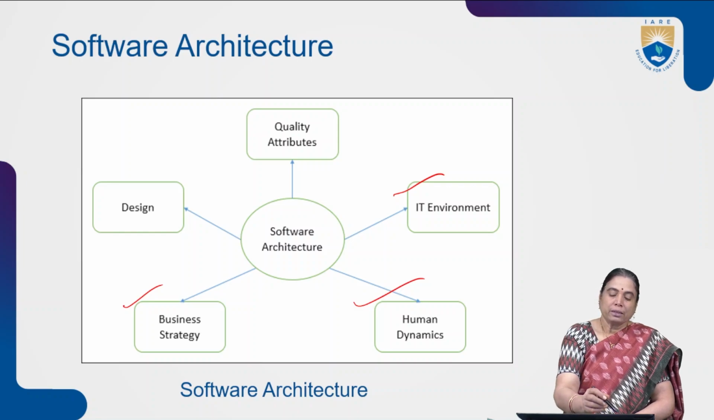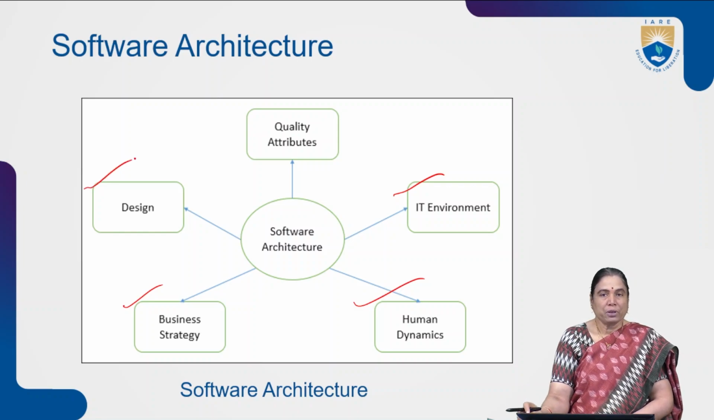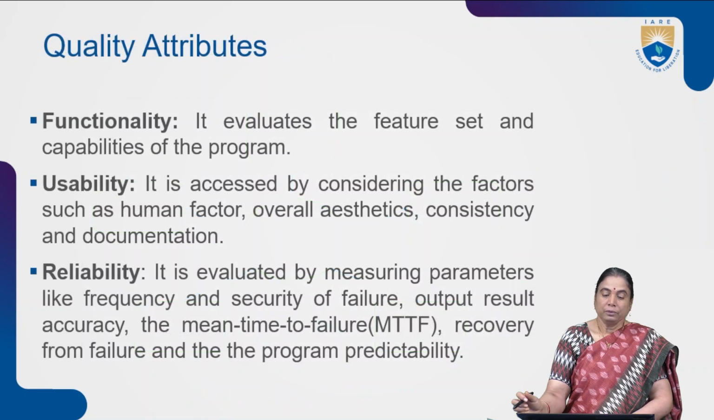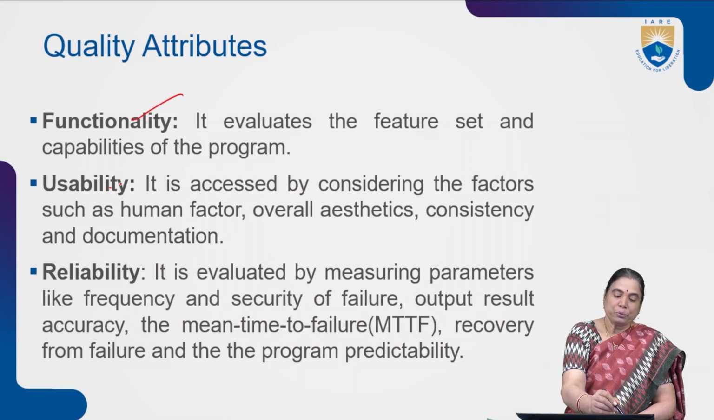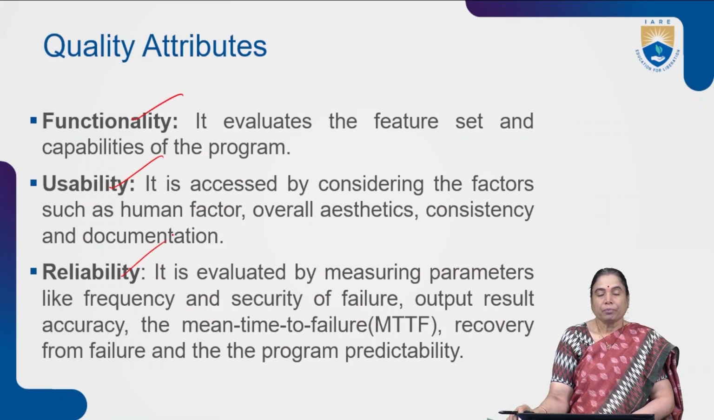So by considering these various design alternatives or architectural alternatives, the project manager is helped in making the decision, and a variety of quality attributes are considered for the software architecture development. These quality attributes are the major important functional and non-functional requirements of the project. The quality attributes are generally the functionality, usability, reliability.